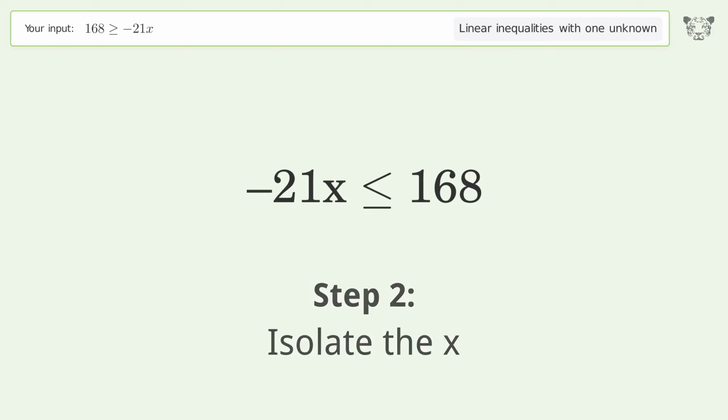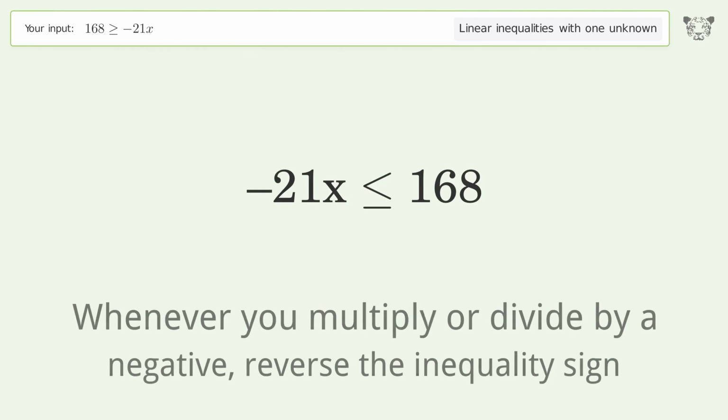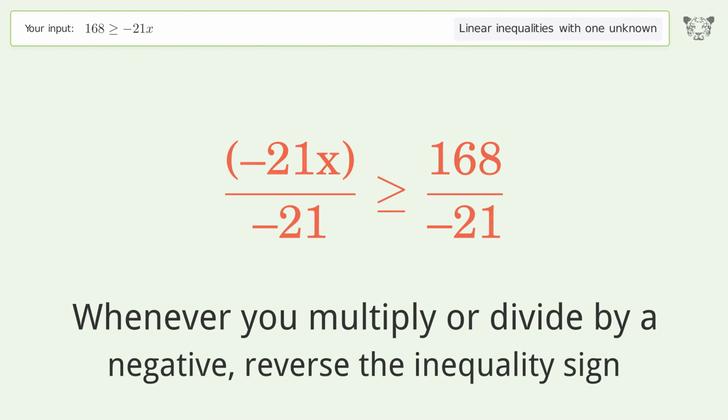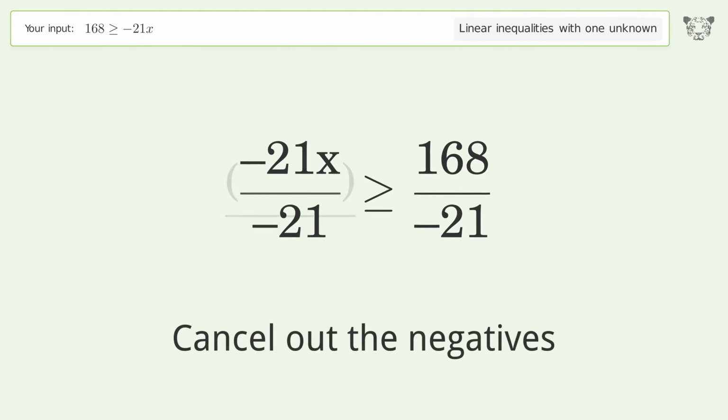Isolate the x. Divide both sides by -21. Whenever you multiply or divide by a negative, reverse the inequality sign. Cancel out the negatives.